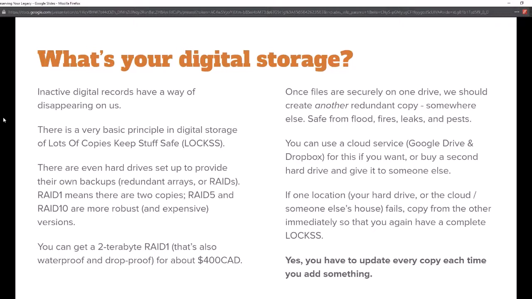So if they have a house fire or you have a house fire, one of those copies is still good. You have to update all copies each time you add something. People tend to forget that part, but all of your 2 or 4 or 6 or 8 copies have to be identical for this system to work. So you have to write that down and do it at tax time, or whenever you decide to do all of these other things occasionally. Make sure that those things are all up to date.